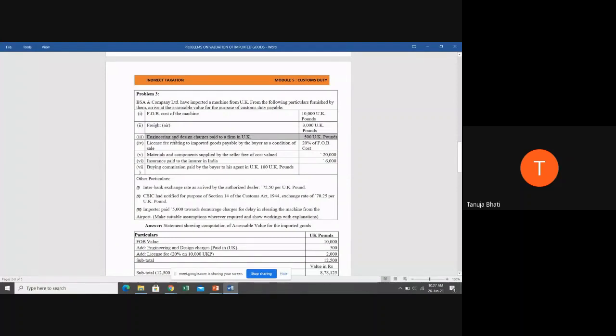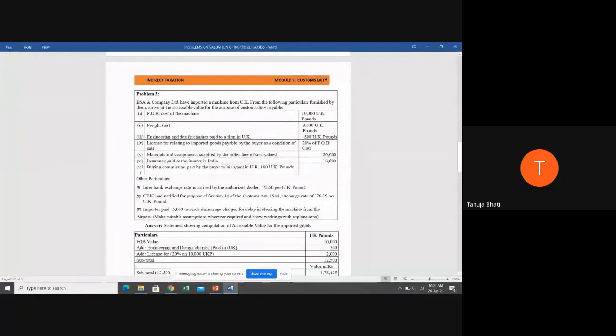Is this engineering designing charges paid to a firm in UK covered under rule number 10? Yes, students? Yes, ma'am. Okay, so this has to be added to FOB. Next, license fee: it is covered under rule number 10 sub rule 1.